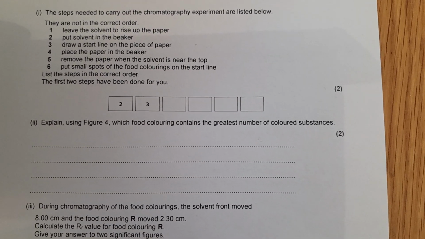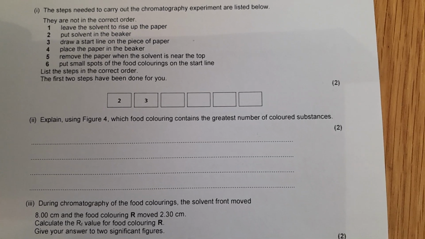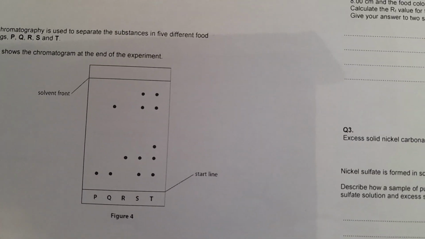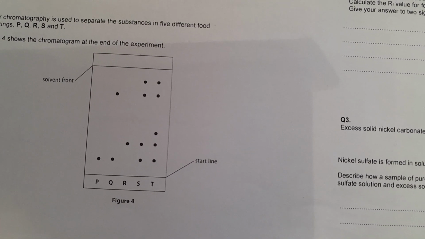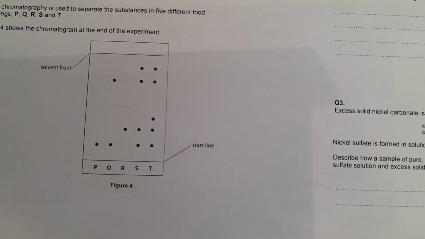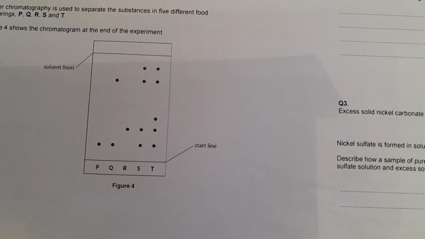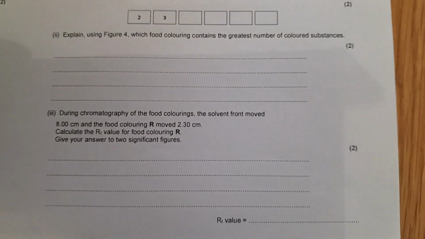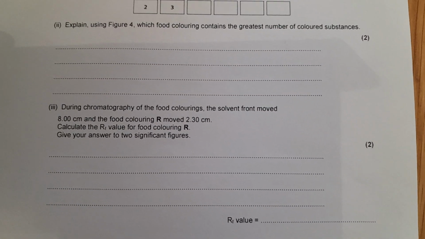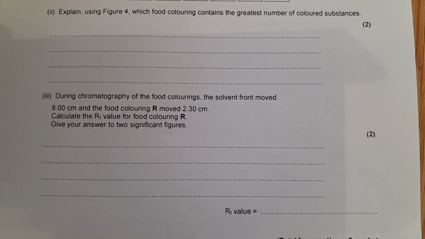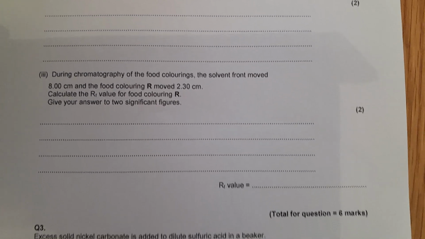Once you've done that, you are going to explain which food colouring has the greatest number of coloured substances. So which one of these has the greatest number of coloured substances? Exam technique hint for you. Forget what they're talking about. Which one of these has the greatest number? Just figure out what's got the most. So we're writing that one down and explaining why we've got the greatest number of coloured substances. This is a deceptively simple question.